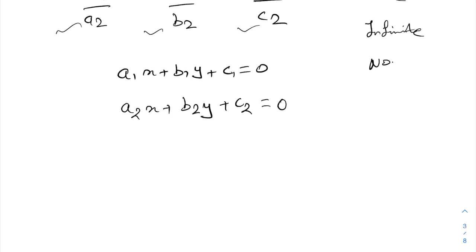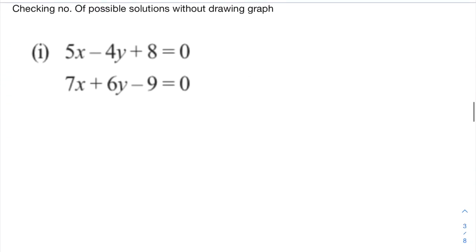Let us consider one example. Here we have the equations 5x minus 4y plus 8 equals 0 and 7x plus 6y minus 9 equals 0. For finding the solution, be sure that these equations are written in standard form, that is, all the terms are on the left hand side. Here the constant term is on the left hand side, and here also the constant term is on the left hand side. After confirming this, first we have to decide the value of a1.